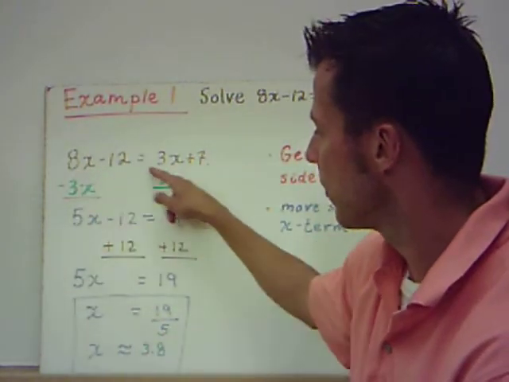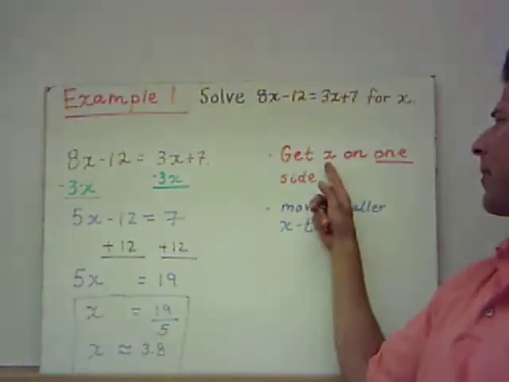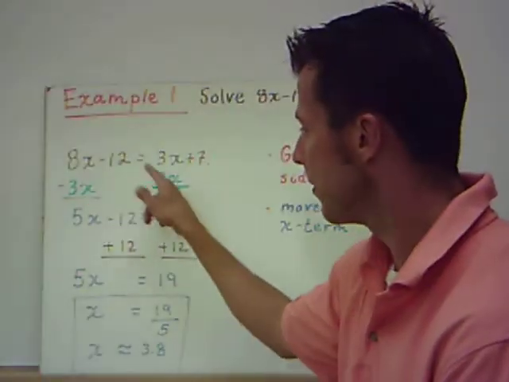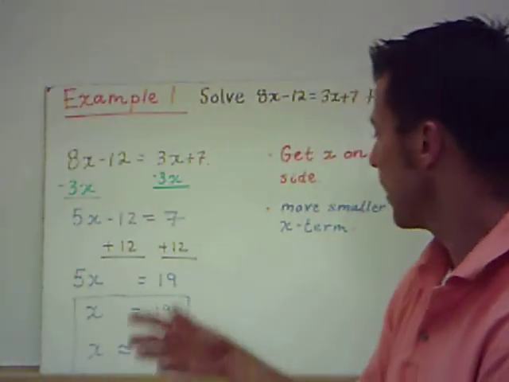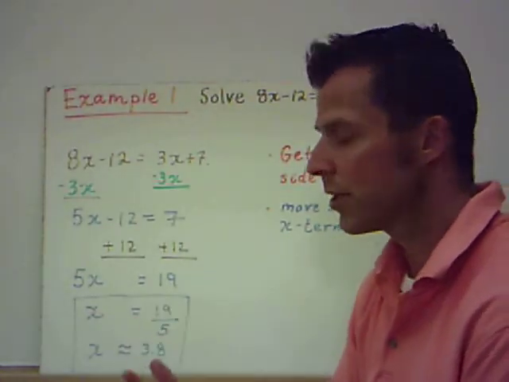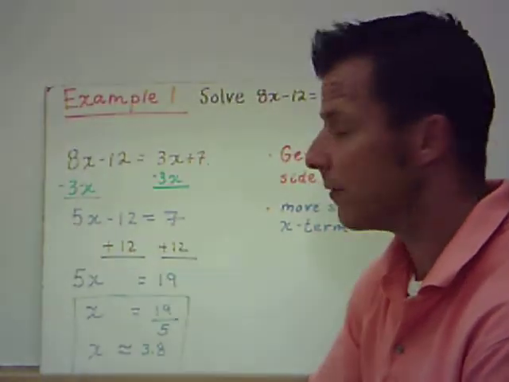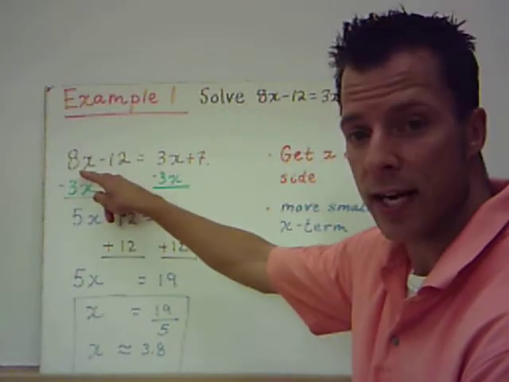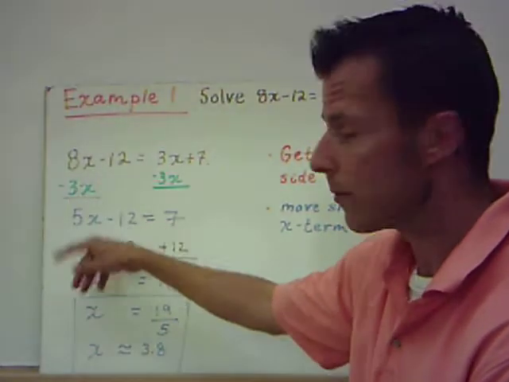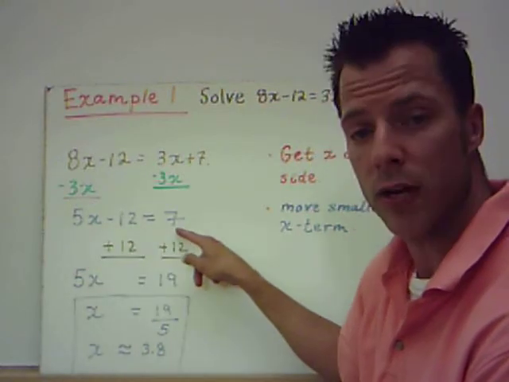So when I rewrite my equation, I got to be thinking get x on one side, because we see that x is on both sides. So as before, I'm going to move the smaller x term. That way I can most of the time keep my x term positive. So 3x's and 8x's, 3x's are smaller than 8, so I subtract 3x from each side, and I'm left with 5x minus 12 equals 7.